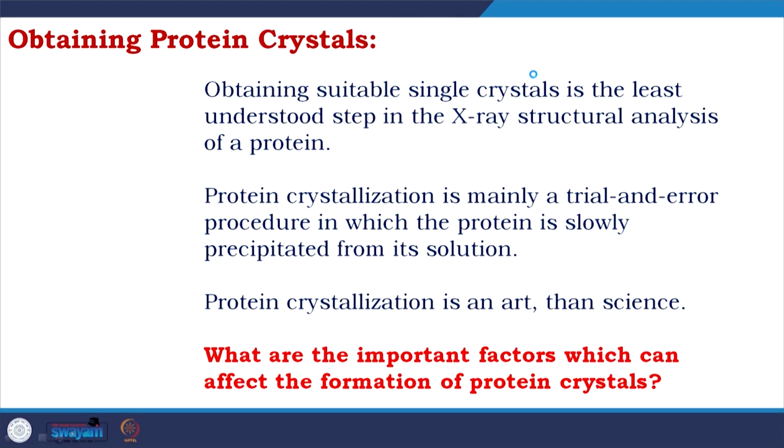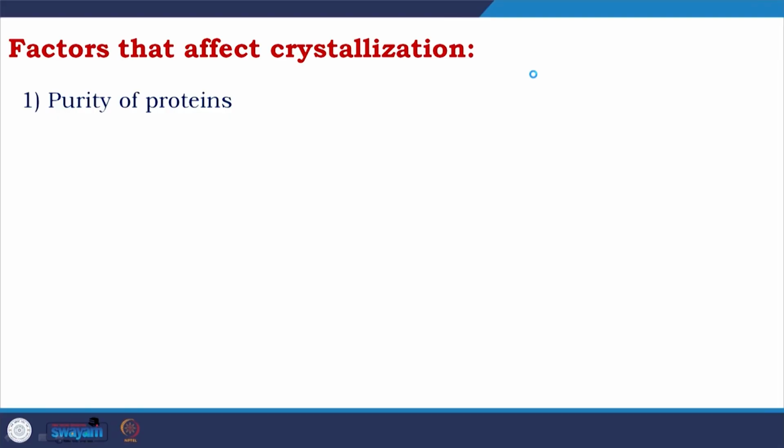So, what are the important factors which can affect the formation of protein crystals? We do not understand the science behind it, but we could study it more in depth and find out the reasons why. Factors that affect crystallization. Purity of protein. Purity of protein is one of the most important and critical things to get a crystal.